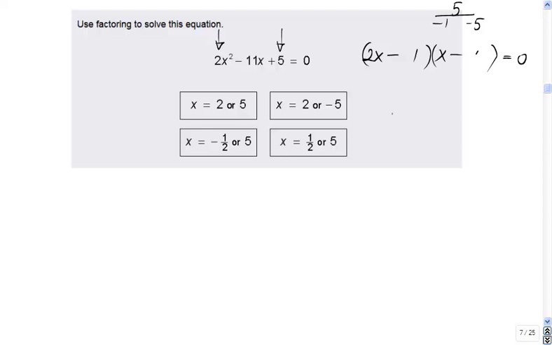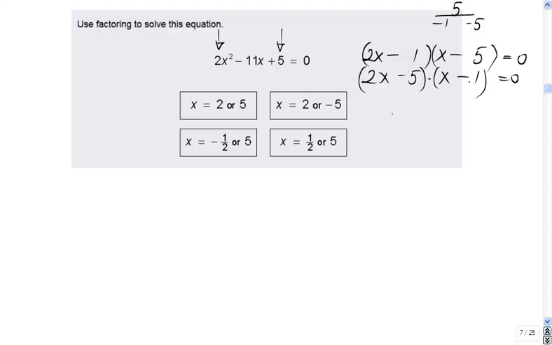Okay, so I can either have 1 and 5, or I can have minus 5 and minus 1, right? Backwards. I can have 2x minus 5 times x minus 1 equals 0. Now, if you do the foiling here, you will realize that the second possibility doesn't work.